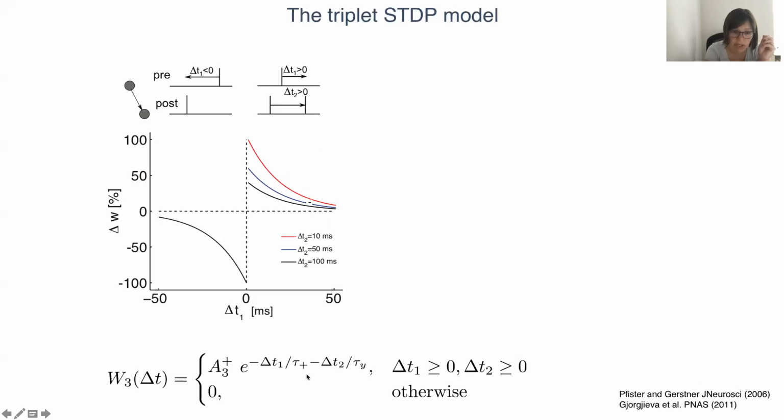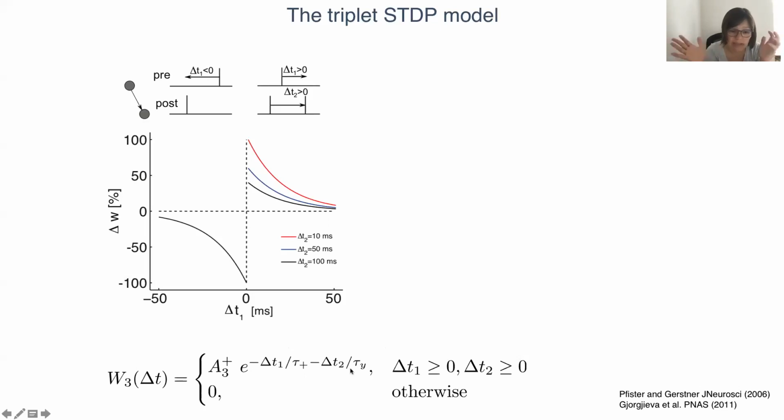So we have two delta t's, one delta t1 and delta t2. The first one is exactly the same as in the pair rule, but now we have a second one with a time scale tau y. And the key here is while tau plus was operating on this time scale of tens of milliseconds, remember by 80 milliseconds, we saw no synaptic change.